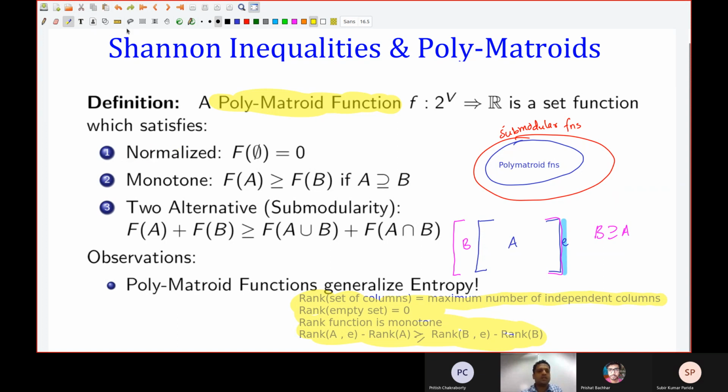Which is normalized, which is monotone, and which is submodular. And it turns out that polymatroid functions generalize entropy. Okay, so now we have brought up another dimension, which is entropy. Where does entropy really fit in the scheme of these things? Okay, so this is entropy.